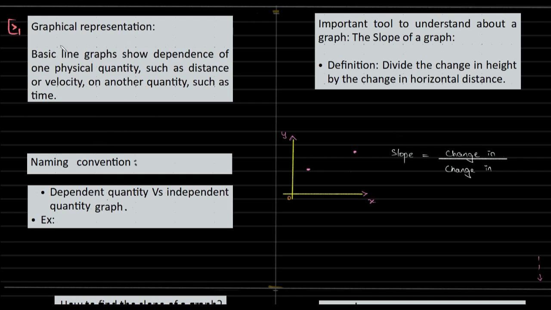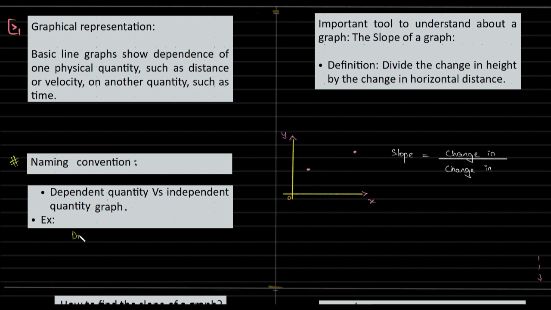Let's understand the graphical representation of pretty much everything. So first we need to understand the definition, but I would start off by looking at naming convention. Once we understand all of this, defining it and talking about this will be much easier. Right? So we'll begin with naming convention. The convention is this. First, we'll always talk about the dependent quantity versus the independent quantity graph.